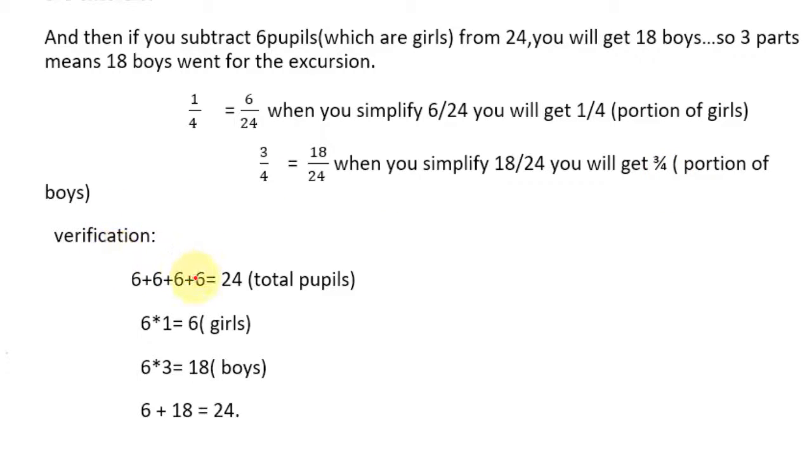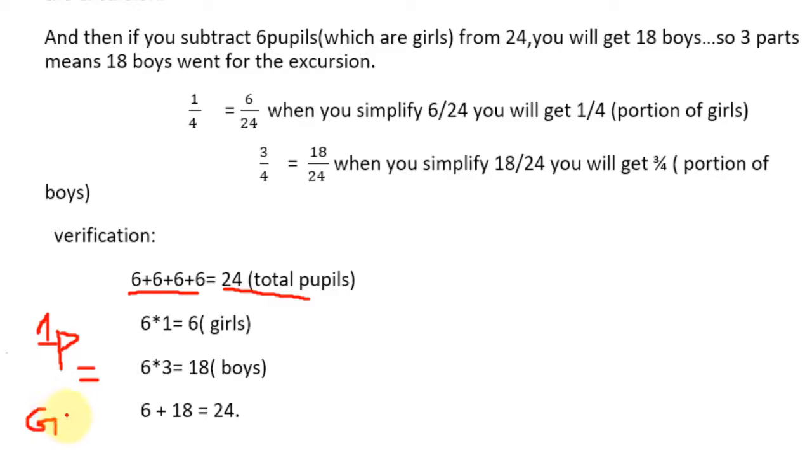Verification, you can verify your answer as well. How? We have a total of 24 people. We have divided this 24 into 4 equal parts. One part shows 1 P, I am going to write it, shows girls.